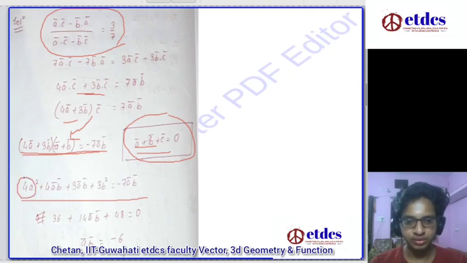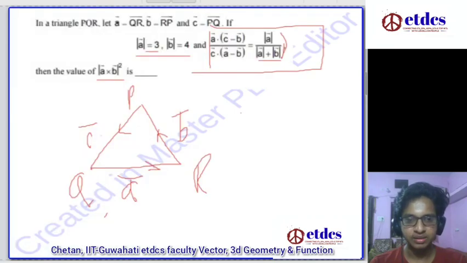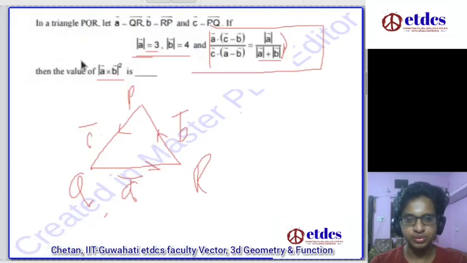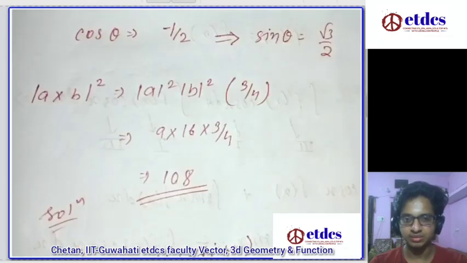So 4 into mod of a square, which is 9, gives 36, plus 4 into a dot b, plus this 7 and this 14. I just simplified it, and 3 into mod of b square, which was 16, gives 48. So we get 14 a dot b equals minus 84, so a bar dot b bar is equal to minus 6. We got a bar dot b bar, and also we have mod a and mod b, so we can find cos theta.